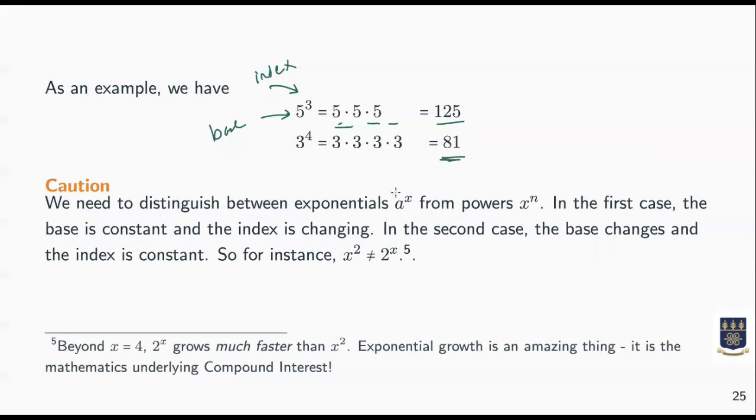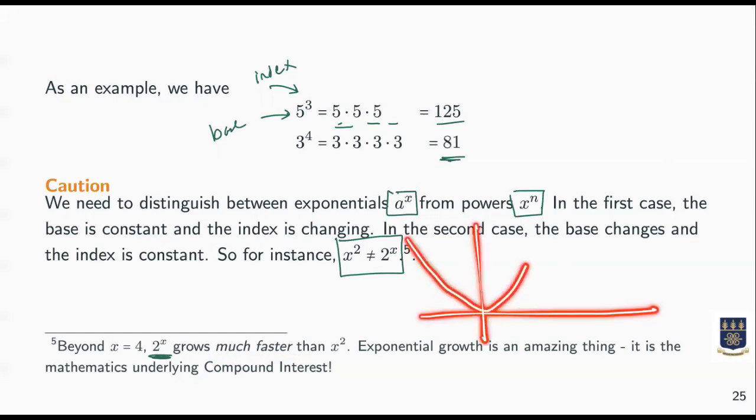Now, exponentials are different from powers like this. So notice that in the case of the exponential, the base is constant and the index is changing. In the second case, the base is changing and the index is constant. So x squared is not the same as 2 to the power x. In fact, if you sketch these two, you will notice that 2 to the power x grows much faster than x squared, much, much, much faster. If you draw a graph, so let's do it again, you will see that your x squared looks a bit like this. 2 to the power x begins to grow much, much faster.